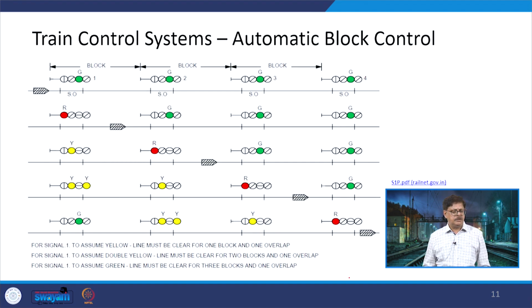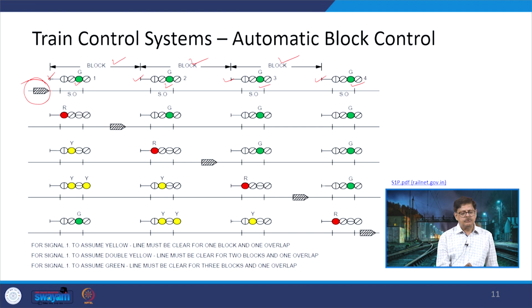So, here the overall system has been shown again. Now, let us look at this one. There is a block being provided here. There are stop signals provided at the ends of the block sections, and as I said, all of these stop signals are going to show the green color. So, all these are in green color. There is a train which is approaching the first block.